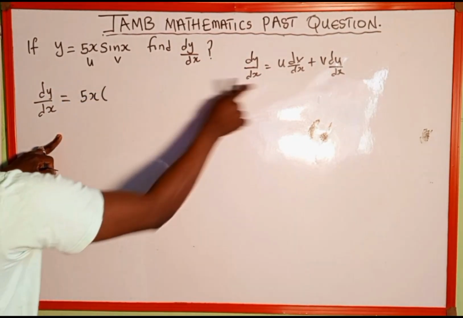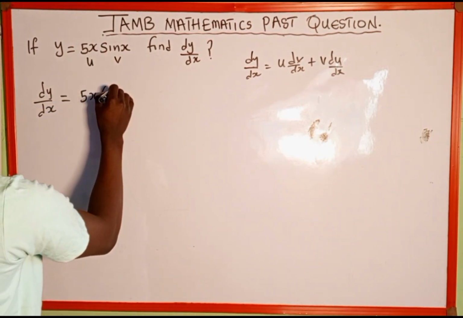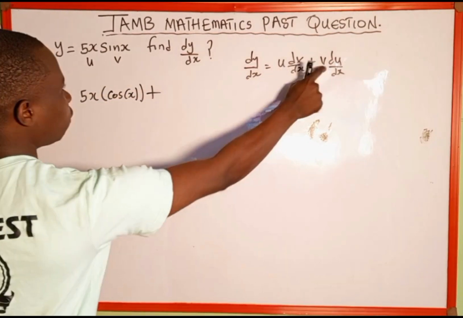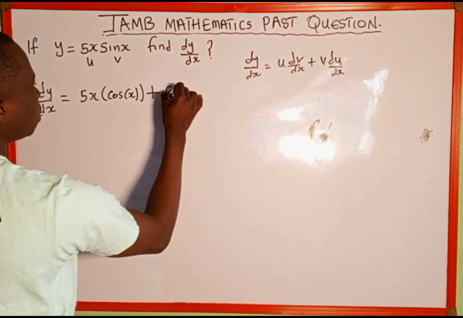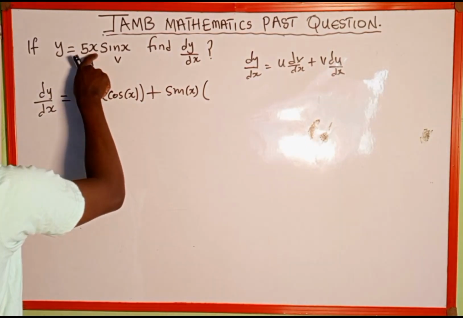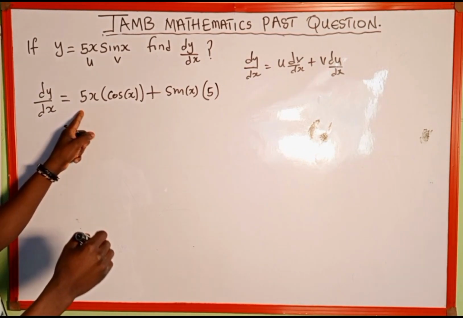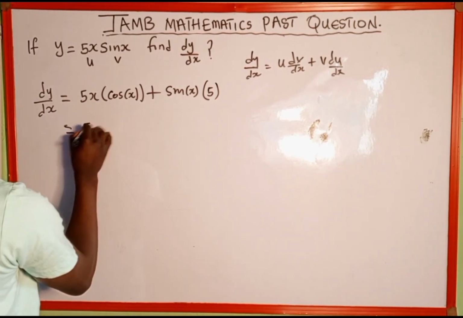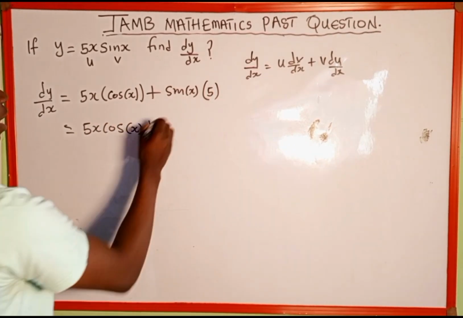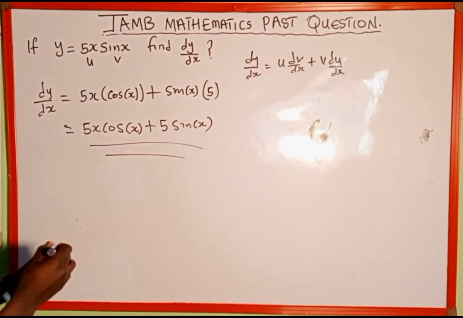5x, then multiply by the derivative of v with respect to x. And when you differentiate sine x, is going to give us what? Cosine of x. Then plus, from this formula, we keep v constant. V is sine of x, then multiply by the derivative of u. When you differentiate 5x with respect to x, is going to be what? 5. Now we're going to multiply. 5x multiplied by cosine x is going to give us 5x cosine of x, then plus 5 multiplied by sine x, the same as 5 sine x. So, here is the derivative of this function with respect to x.